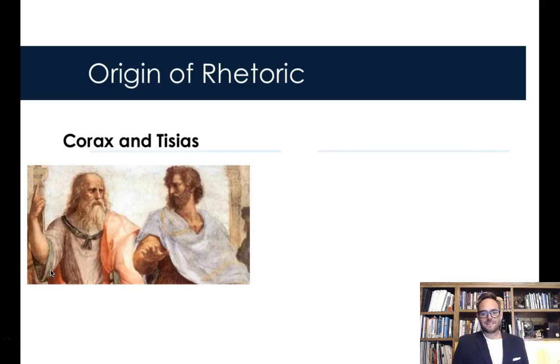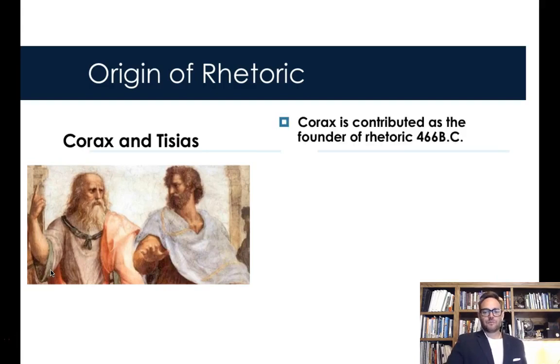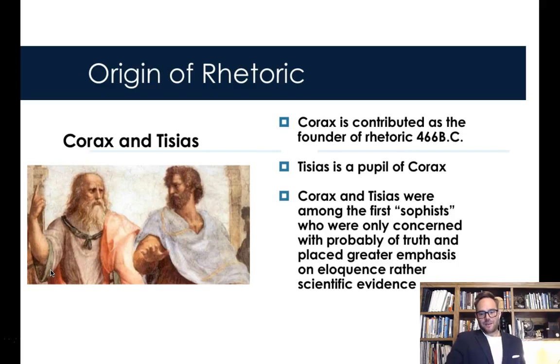So Corax and Tisias, this is a brief history lesson. It's more informational than anything. I'm not going to test you on any of this stuff, but I think it's interesting to understand the origins of rhetoric. Essentially, Corax is credited as the founder of rhetoric in 466 BC. Tisias was a pupil of Corax. Corax and Tisias were among the first sophists who were only really concerned with probability of the truth as a means of persuasion.